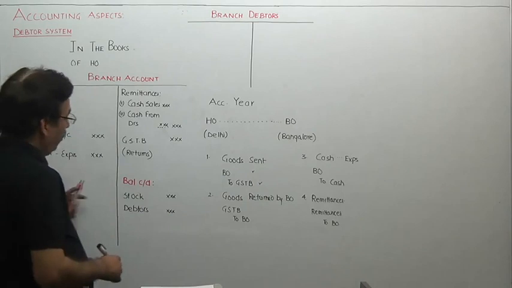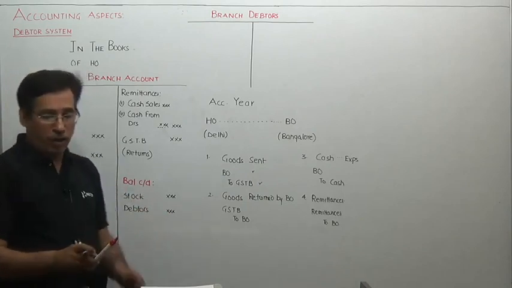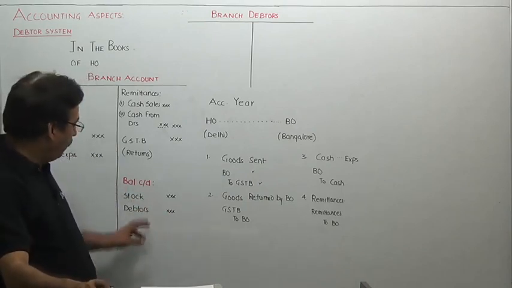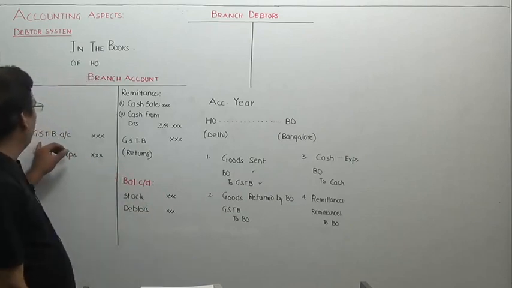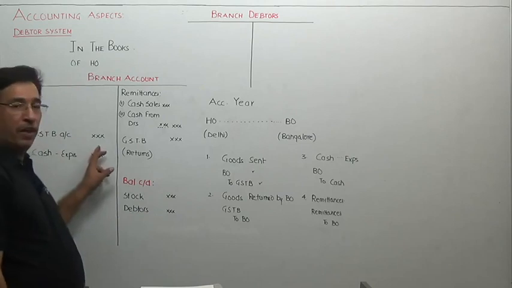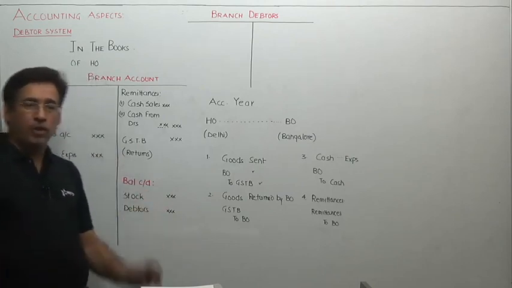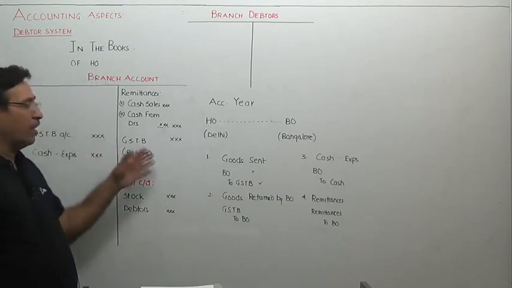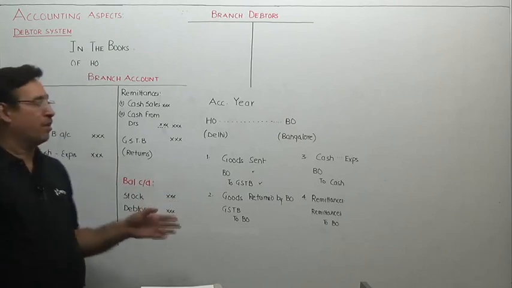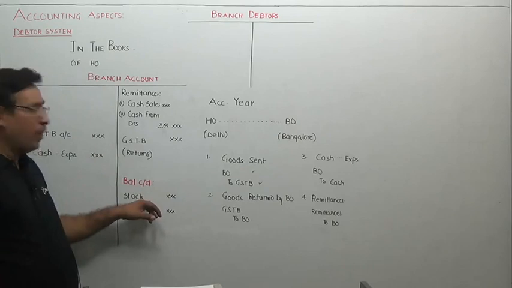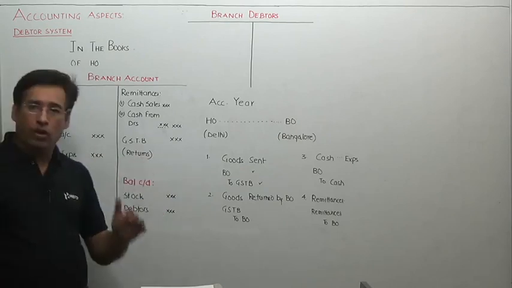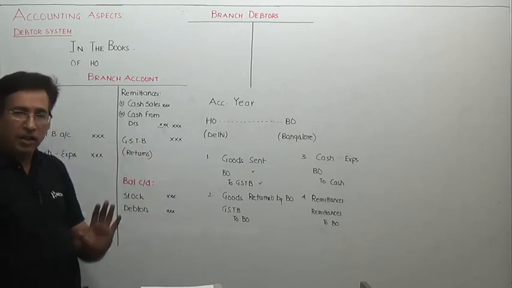Correct? Now, these are the closing balances, but before that, let me make it clear what we mean by stock. A stock means, say here, you have sent so many goods this year. So it could be very much a possibility that by the end of this current accounting year, some of these goods might have remained unsold. So stock means leftover stock out of goods sent. Is it clear to you?